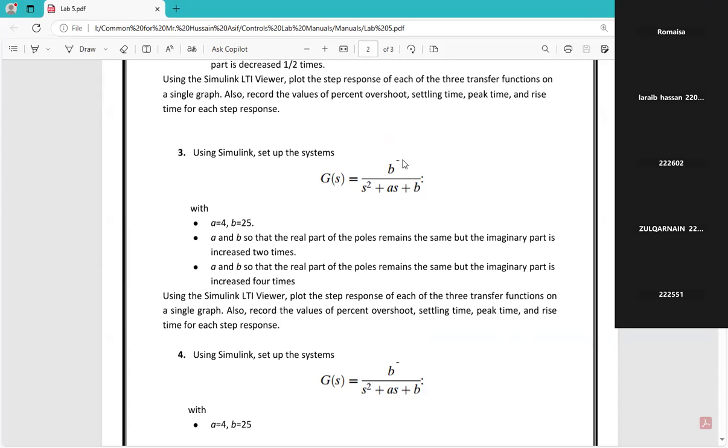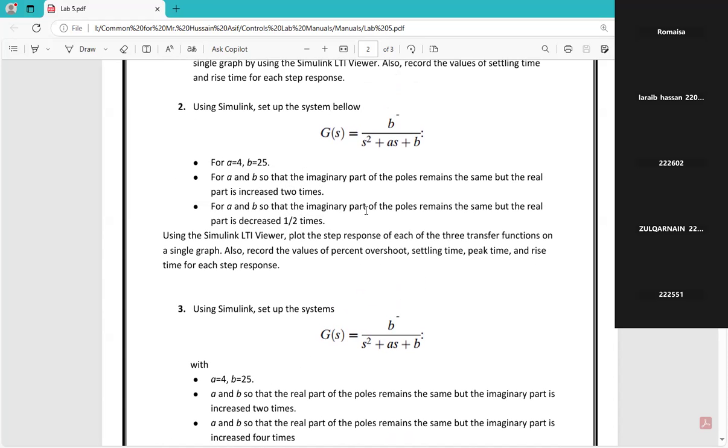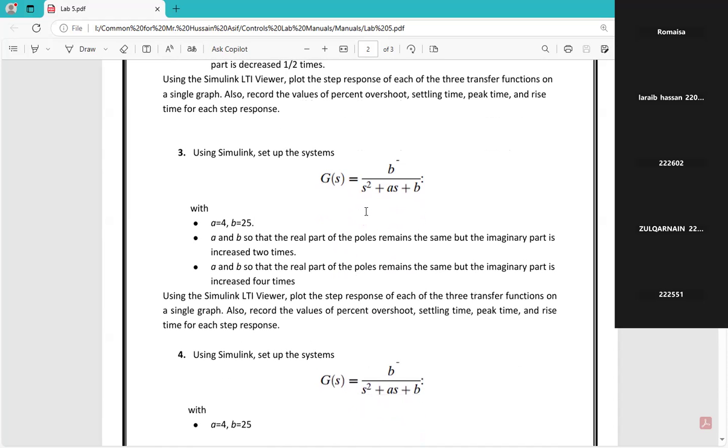Now I'm going to have a comparison of percentage overshoot, settling time, peak time, and rise time. I'm going to make a table for the values of percentage overshoot, settling time, peak time, and rise time for all of these three systems. And then I'm going to make an analysis, a comparison, of what I have observed in these systems. So after I do this, I'll be able to analyze what happens when poles move on the imaginary axis, keeping the real axis the same, and what happens when I move the poles on the real axis, keeping the imaginary axis the same. So any questions till now, till task number 3?